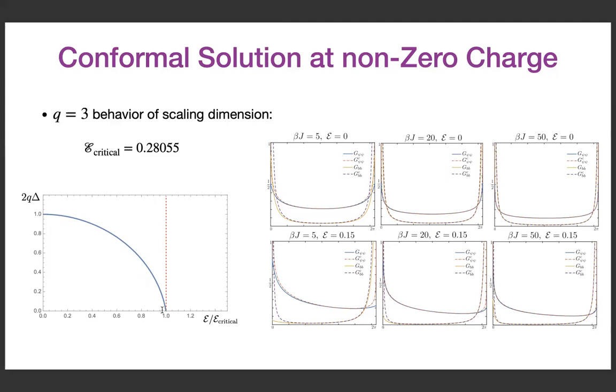So think of this as turning on the U1 charge. Then at 0 charge you have supersymmetry. Then you turn it on and you break supersymmetry, but you still have a conformal solution. And then at some point you turn it on so much that even the conformal solution breaks down and you go to a gapped phase.